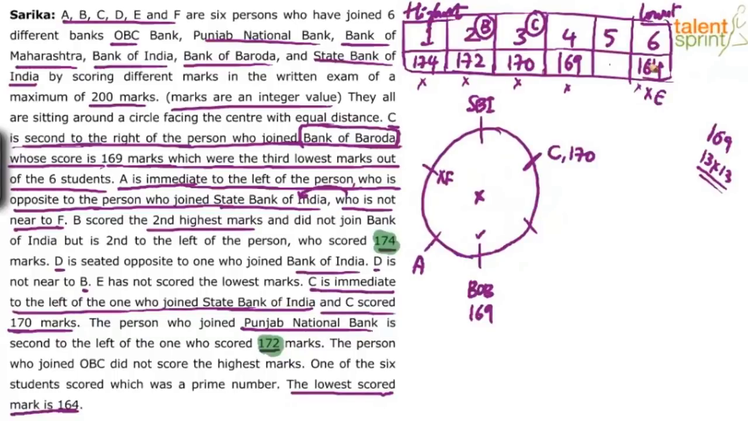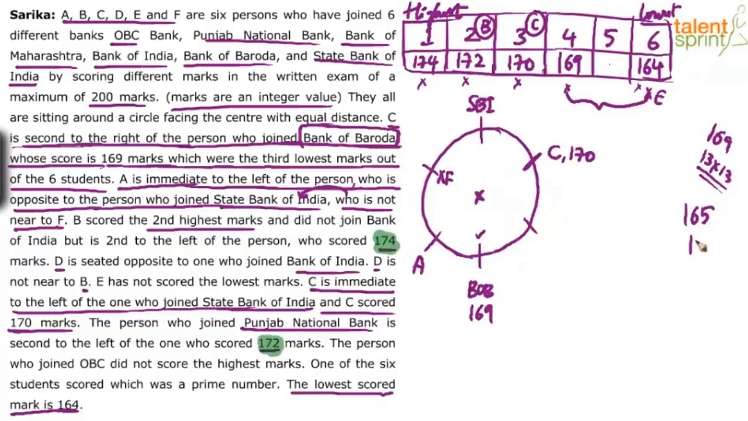But we also know that one of the 6 values is a prime number. So definitely the value that comes here has to be prime. And it has to be between 164 and 169. Since we are arranging them in a particular order, ascending or descending, it has to be between 164 and 169. So what are the numbers between 164 and 169?